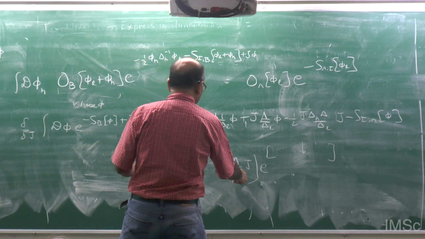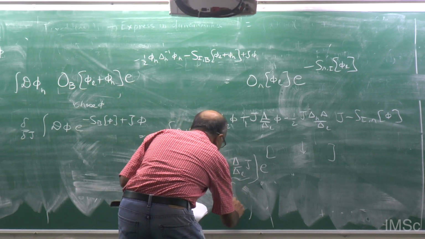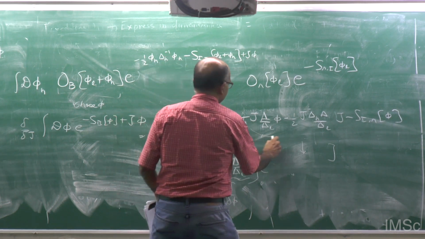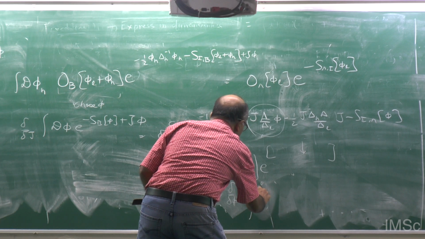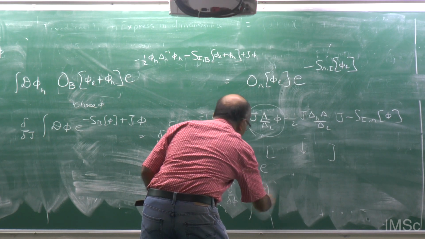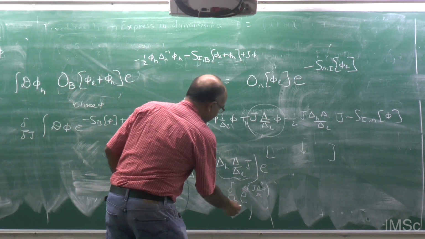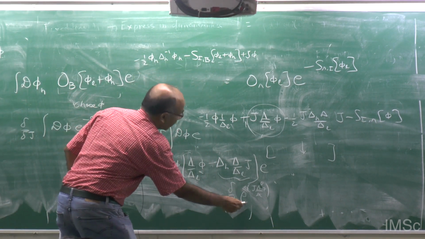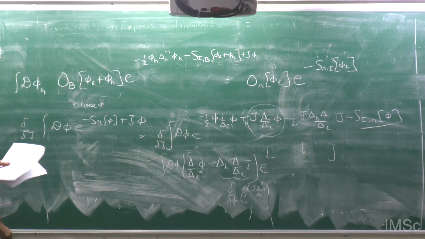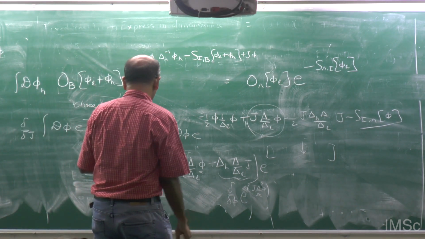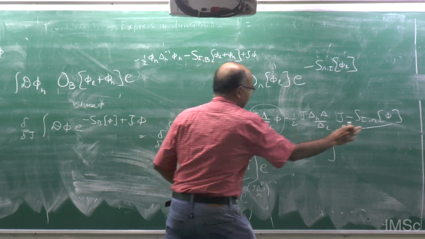So what is this J? This whole thing you can write as δ/δφ of this thing. Okay, so you write this as δ/δφ of e to the power of J. And then you can integrate by parts, δ/δφ, and act on the full action. So what do you get? This plus that is the full action.